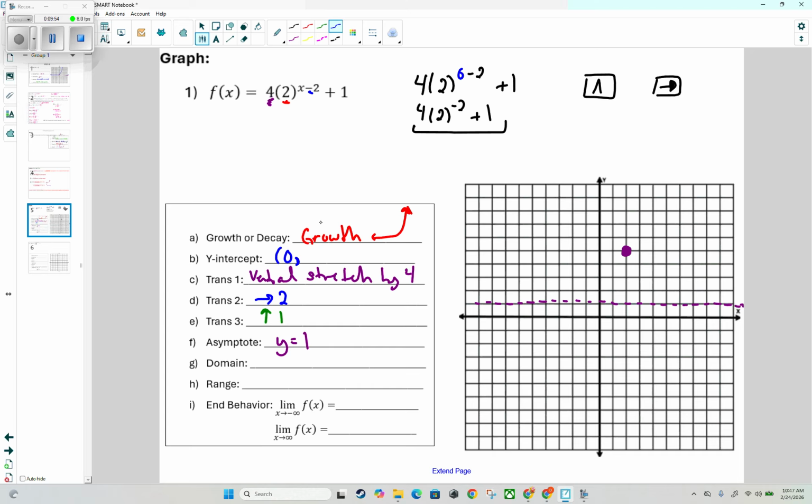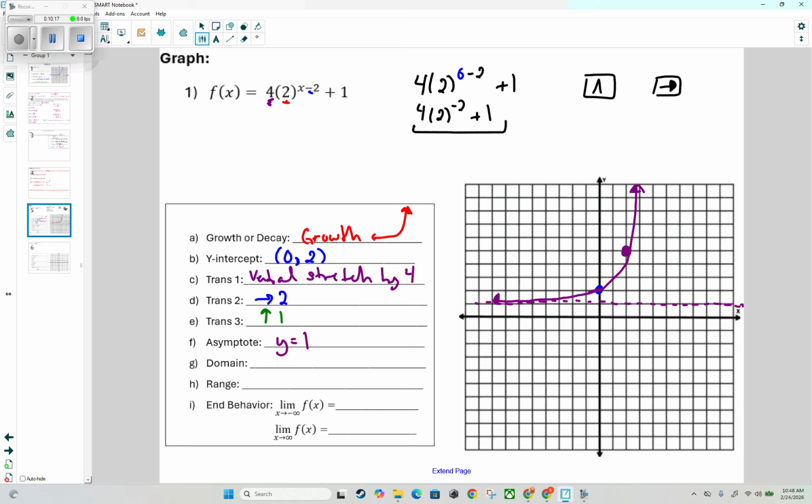So I can come around here and say this is at 0, 2. So now I have another spot, 1, 2. It's going to come down and hit here. And at this point, I could probably graph it. I got a good idea. It's growth, so it needs to head up like that. And it needs to come down without touching the 1, but getting really, really close to the 1. There's kind of my graph.